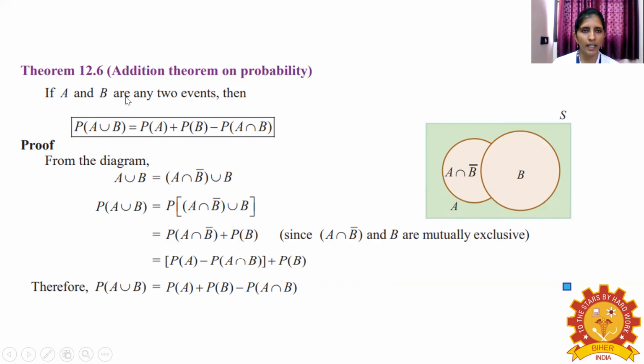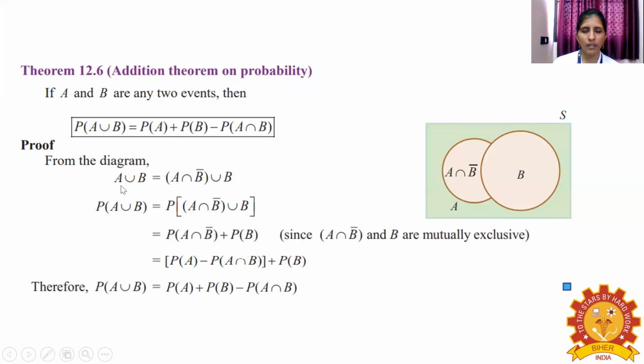Next we move to the addition theorem on probability. If A and B are any two events, then P of A union B is equal to P of A plus P of B minus P of A intersection B. As you can see, this is the sample space S, and in it we have B and we have A intersection B bar, those elements which do not belong to B.